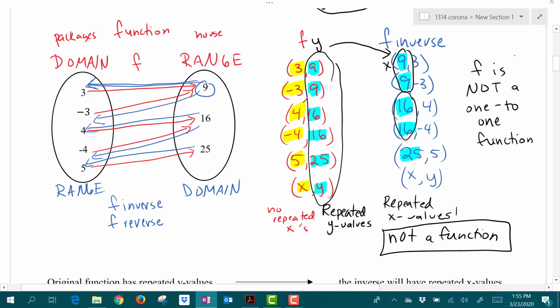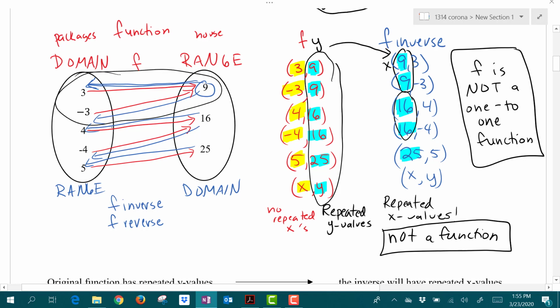So when you go back and look at the original function f, what you're going to see is you don't have one x leading to only one y, and then only one y leading back to only one x. So just looking at the arrows, you could almost say this is like a 2-to-1 function. 2 x's go to only one y. That was okay going forward, but when we reversed the arrows, that y led back to 2 x's. So f is not a one-to-one function, therefore the inverse is not a function.